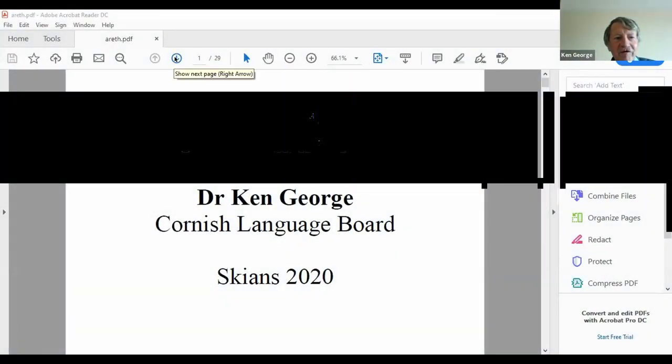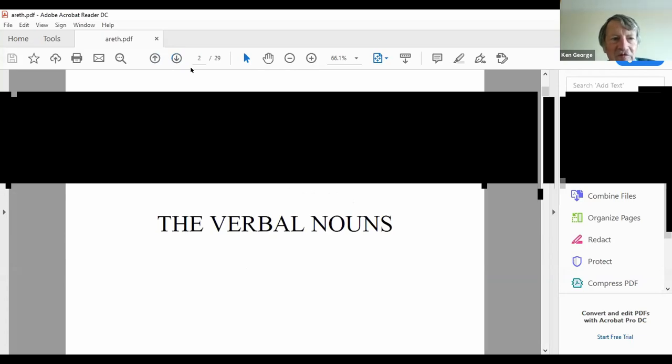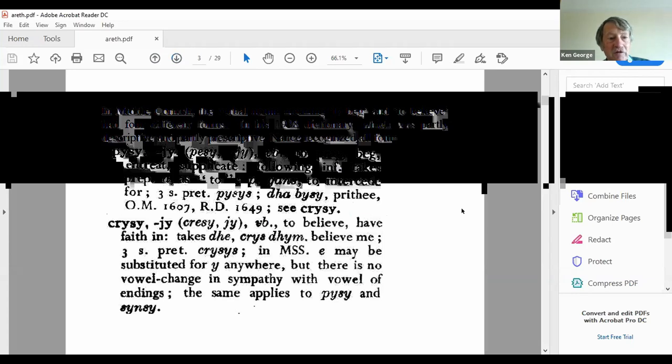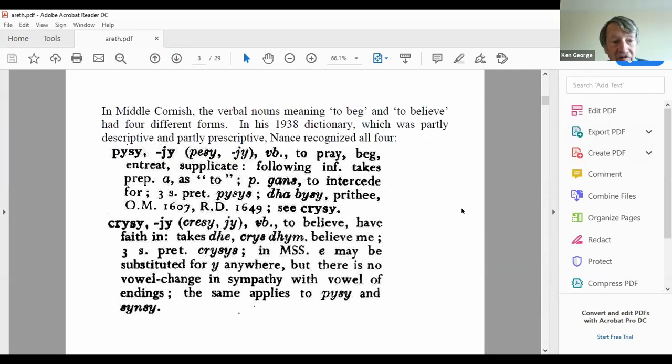Now, I'm talking about two verbs here, pizzy and pretty, however one wishes to pronounce them. And we start off looking at the verbal noun, and we see that in Middle Cornish there were four different forms for each of these. And this was recognised by Nance, and I have here a facsimile of the entries for his 1938 dictionary, where he shows quite clearly pizzy, pidgey, and also pezzy and pedgy, and likewise for grizzy.